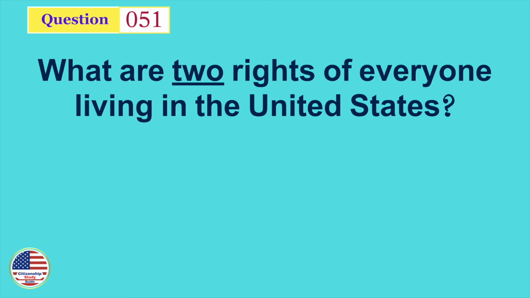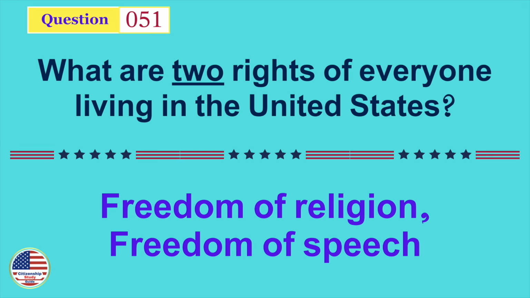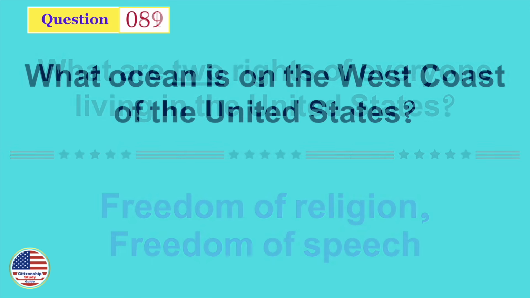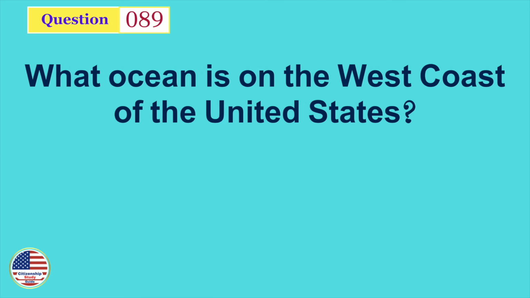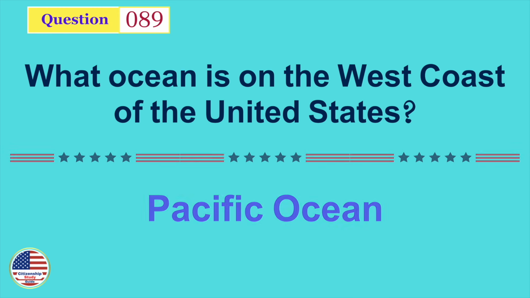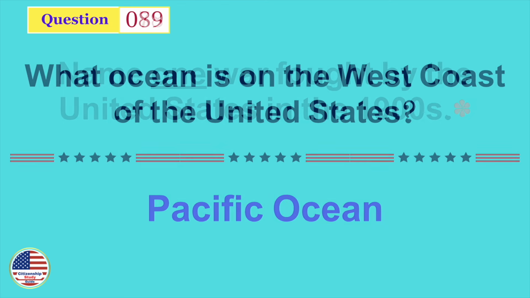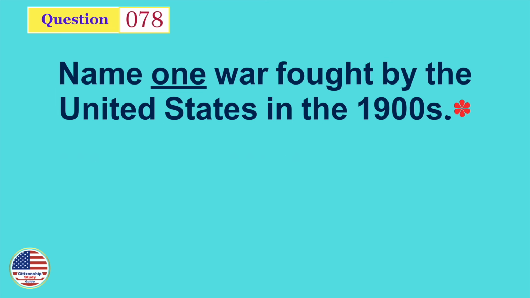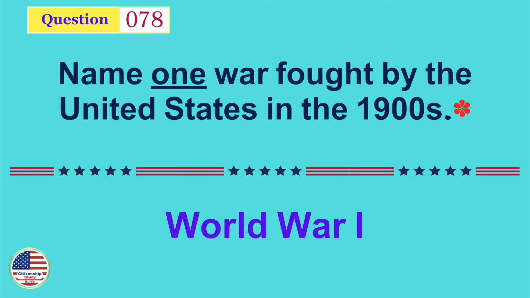What are two rights of everyone living in the United States? Freedom of speech. Freedom of religion. What ocean is on the west coast of the United States? Pacific Ocean. Name one war fought by the United States in the 1900s. World War I.